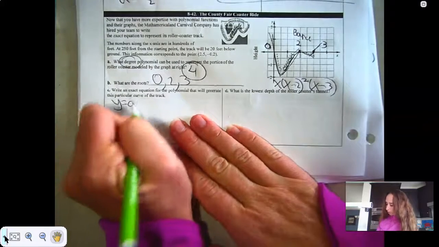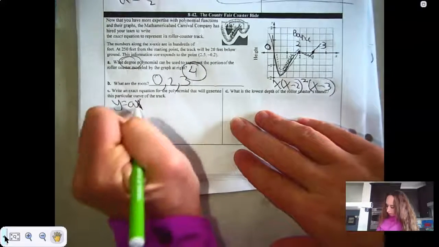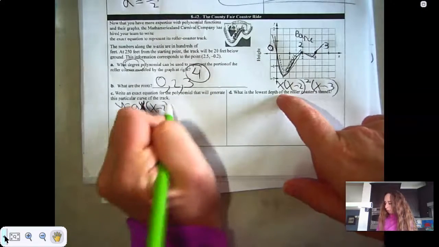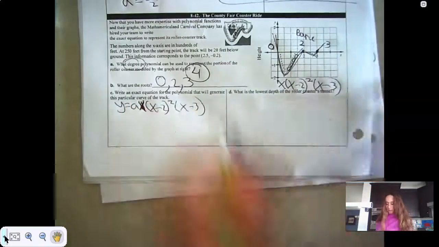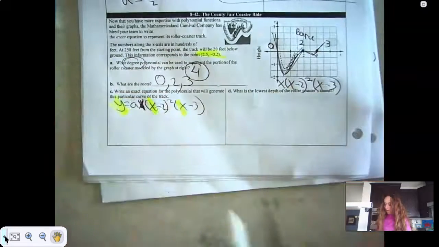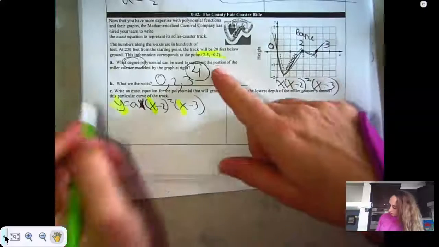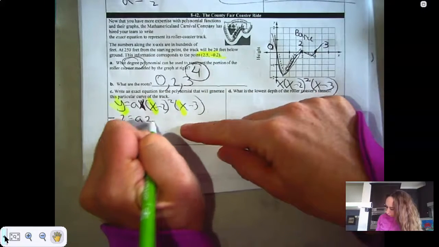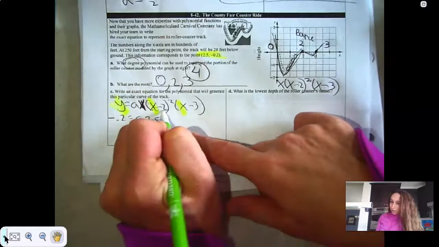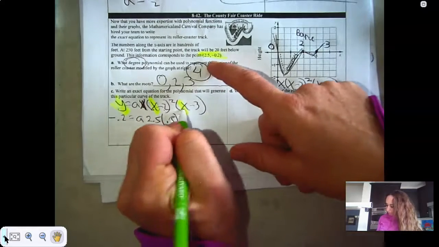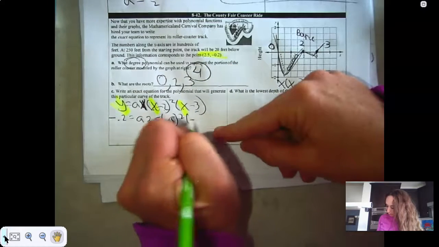What is the exact equation? So y equals a times x. I could put the x in parentheses if I want to. x minus 2 squared, x minus 3. And they want us to use this point, 2.5, -0.2, so I will do that. Negative 0.2 equals a. Plug in x. 2.5 minus 2 is 0.5 squared. And 2.5 minus 3 is negative 0.5.